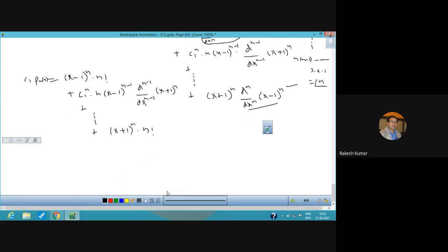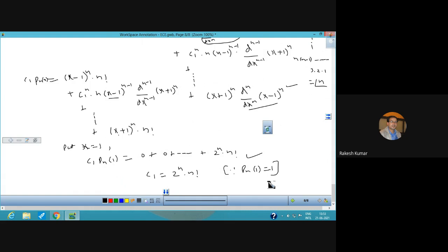Now put x is equal to 1. Put x is equal to 1, you will have C1 Pn of 1. When you put x is equal to 1, you will have 0 from here. You will have 0 from here. You will have (1 plus 1) raised to power n, that is 2 raised to power n into n factorial. So your value of C1 comes out to be 2 raised to power n into n factorial, because Pn(1) is 1.